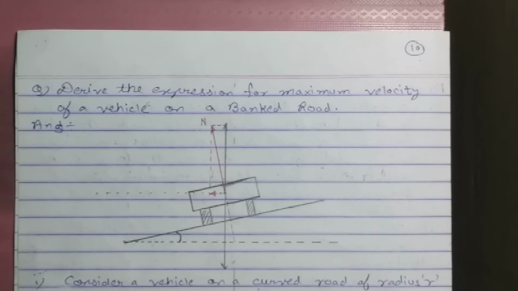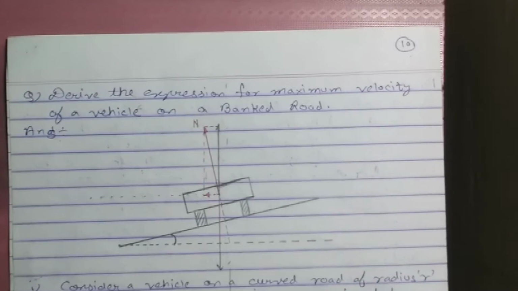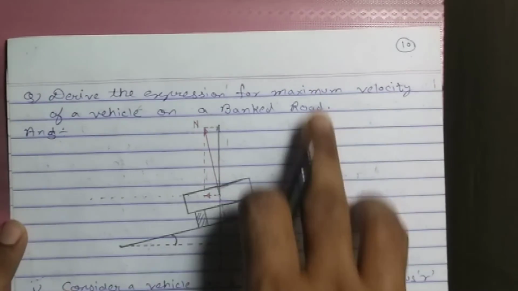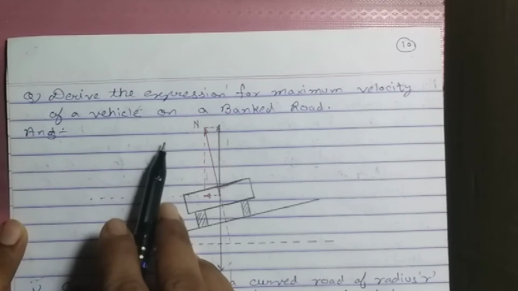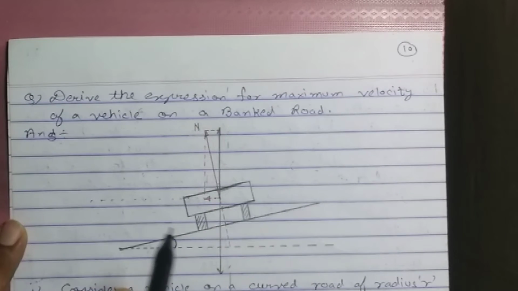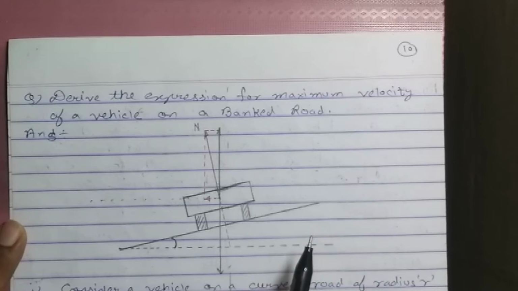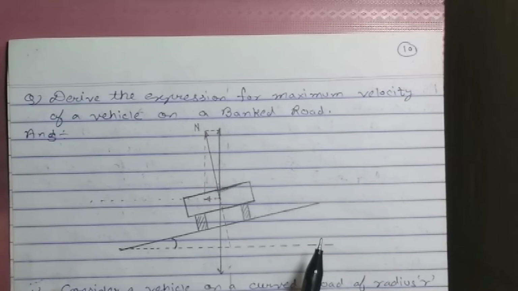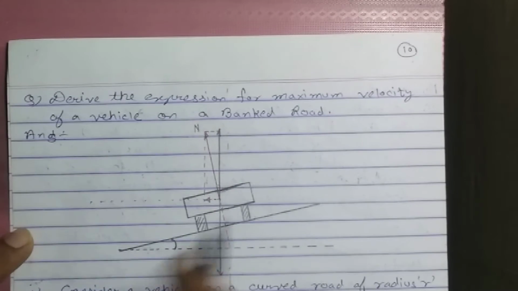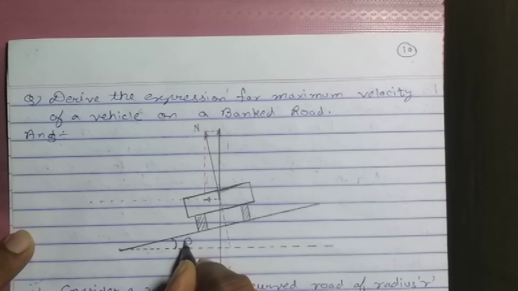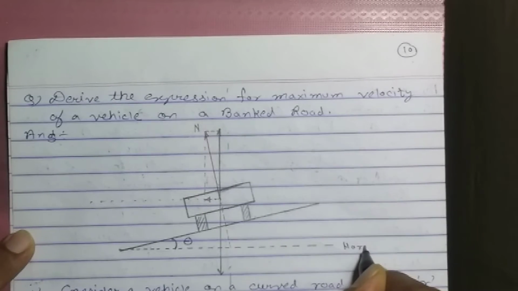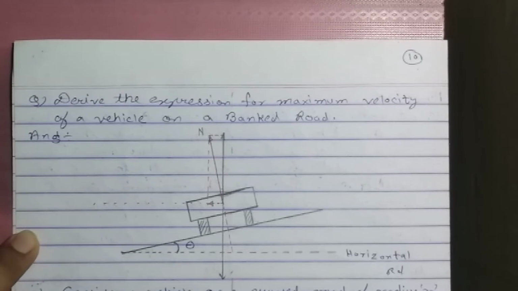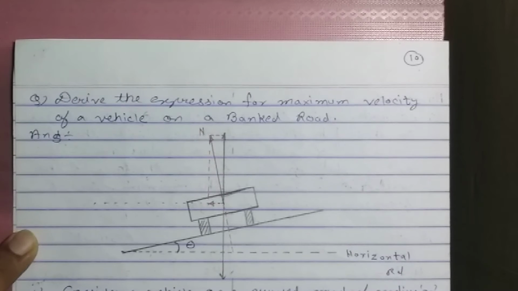Now, the next important question for the 12th standard rotational dynamics chapter is to derive the maximum velocity of a vehicle moving along a circular track that is not horizontal. That track is banked. Banked means what? It is tilted. This road makes an angle of theta with the horizontal road. This particular surface is called an inclined surface.